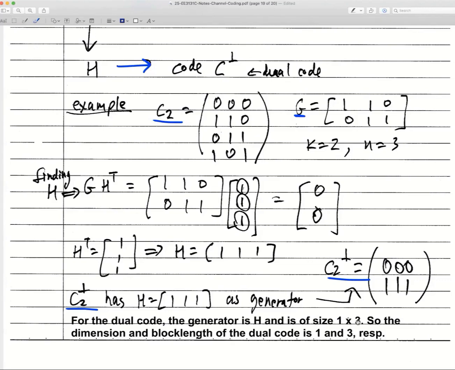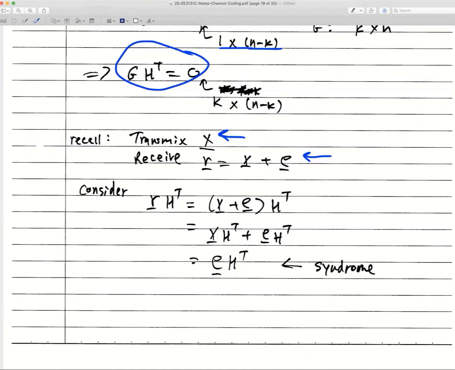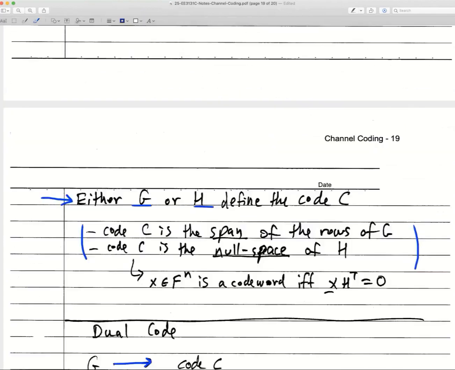So here I'm illustrating two ideas through this example. One is I find a generator for this code. I found a parity check matrix for this code, which is H. Okay, and then you can check that a code word times H transpose equals 0. So that's the first idea. And the second idea is that if I look at the H itself as a generator, I get the dual code. The dual code is related to the primal code.